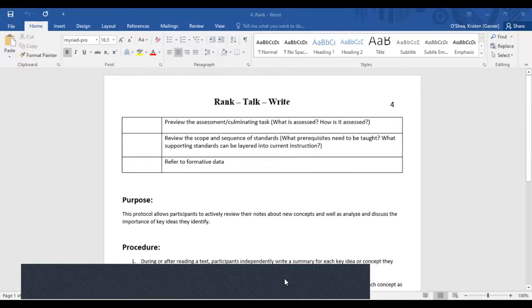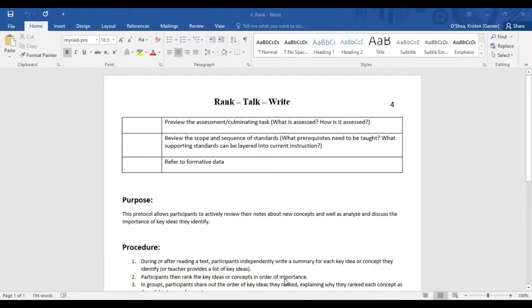Someone that thought previewing the assessment or culminating task should be where you begin. Unmute yourself and tell me why you were thinking that. For me, I may think that, well, I need to know how the assessment questions are worded, so I need to make sure that I am forming my text-dependent questions in that way. So I may want to start there.